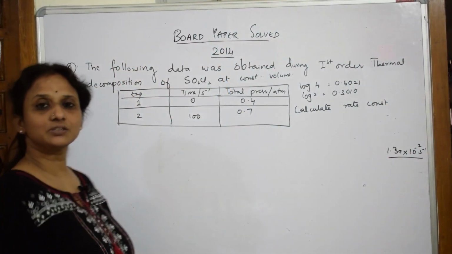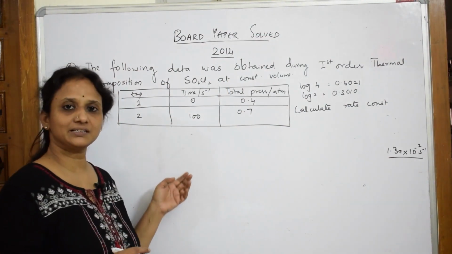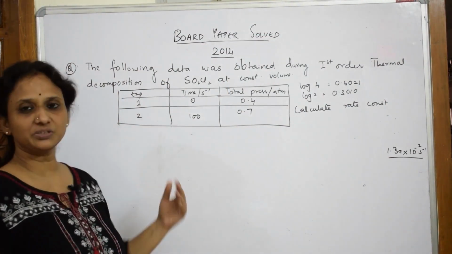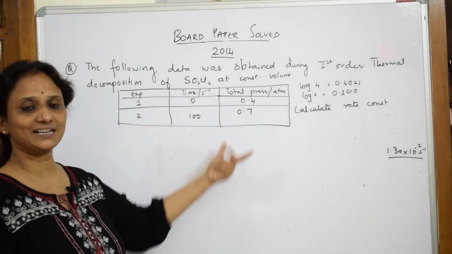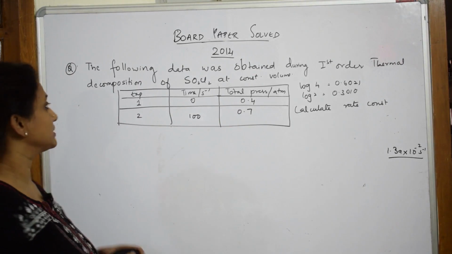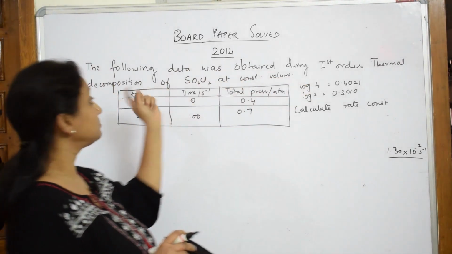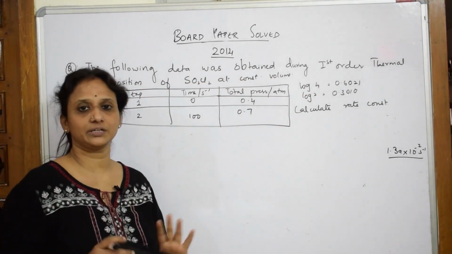Let us come back and solve the 2014 paper. Such numericals in the chemical kinetics chapter will mostly be given in a tabulated column, meaning the data will be given in a table. But before we start the question, let us read it. The following data was obtained during first order thermal decomposition of thionyl chloride.